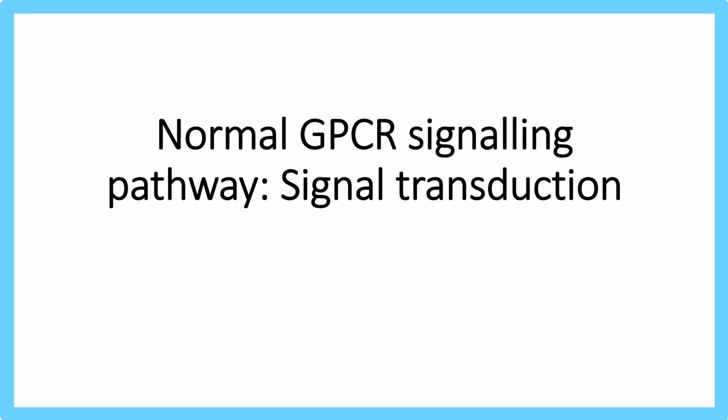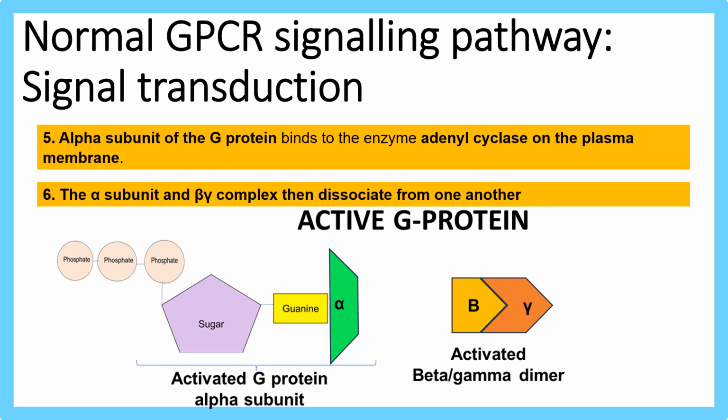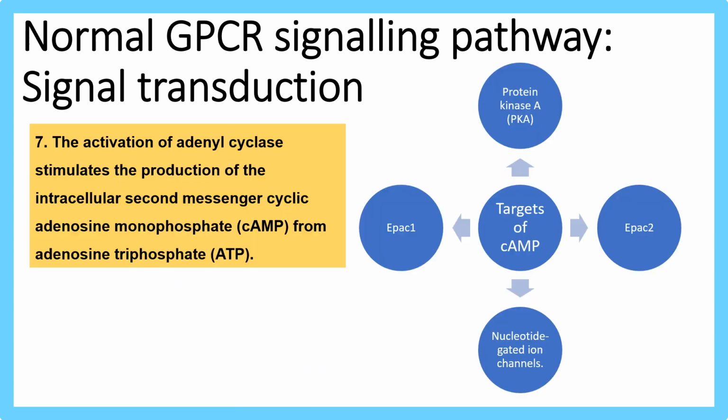So let's proceed on to the signal transduction. The alpha subunit from the G protein is what binds to the enzyme adenyl cyclase on the plasma membrane. When the G protein is activated, the alpha subunit and the beta gamma dimer don't stay together, they separate, they dissociate. So the G protein is activated with the alpha subunit, and that is what attaches to the enzyme responsible for the production of cAMP, the secondary messenger. This is achieved via ATP, but there are also other targets for cAMP. So you have EPAC1, EPAC2, and nucleotide gated ion channels.